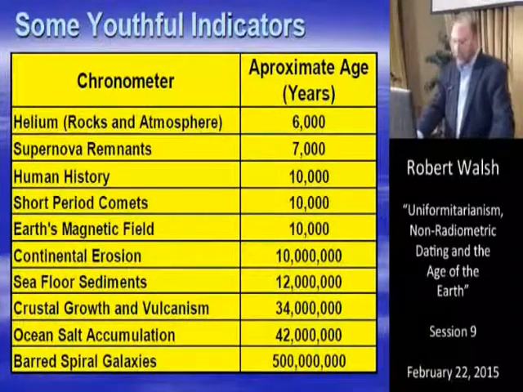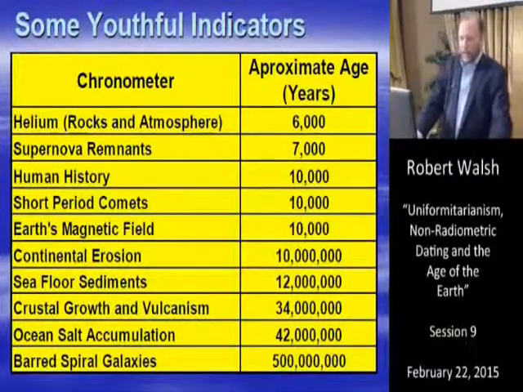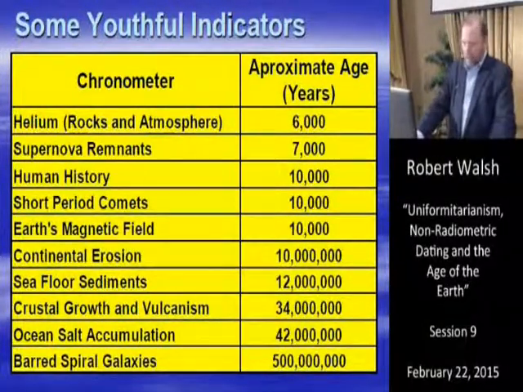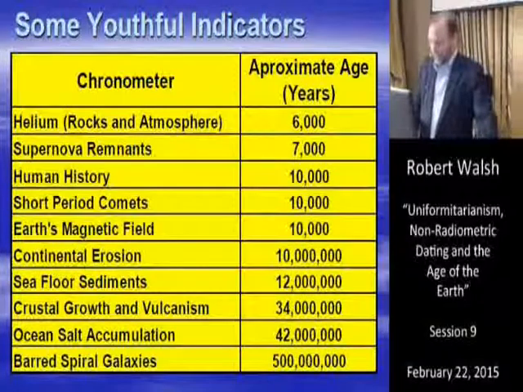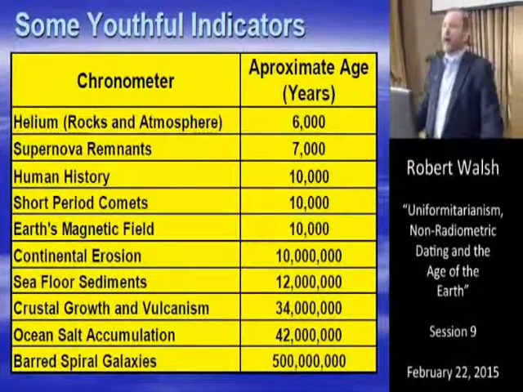Then continental erosion, 10 million years. Seafloor sediments, 12 million years. Crustal growth and volcanism, 34 million years. Ocean salt accumulation, 42 million years. And barred spiral galaxies, no more than 500 million years. Now, barred spiral galaxies is a very interesting thing. I think everybody knows what a barred spiral galaxy is.